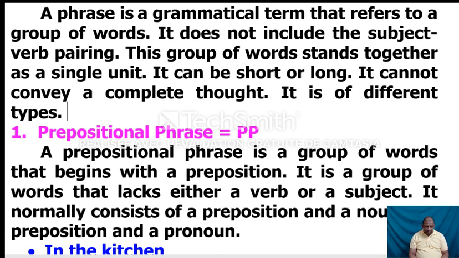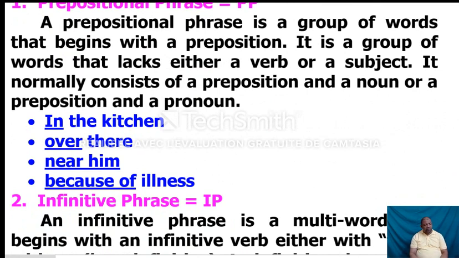And most of the time, we find a preposition that is followed by a noun, or it can be followed by a pronoun. Let's see some examples. In the kitchen. So here, this phrase is a prepositional phrase. It begins with a preposition and it is followed with an article and a noun.